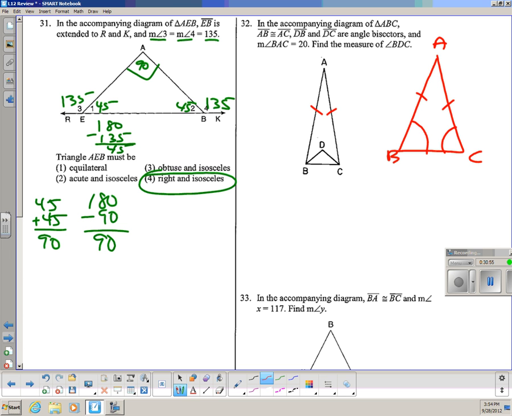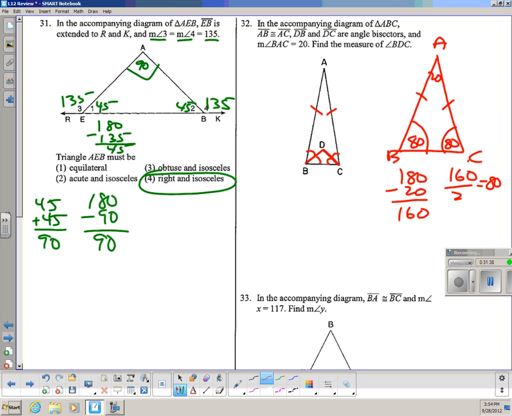Then DB and DC are angle bisectors. So DB is bisecting angle ABC into two equal pieces. And that same thing is happening over here. But notice, angle ABC and angle ACB were equal. So their halves will be equal also. So all four of those angles are actually equal. And angle BAC is 20. So if angle BAC is 20, I can find angle ABC and angle ACB. So 180 minus 20 is 160. Divide what's left over by 2, and I'll get 80 for angles B and C.